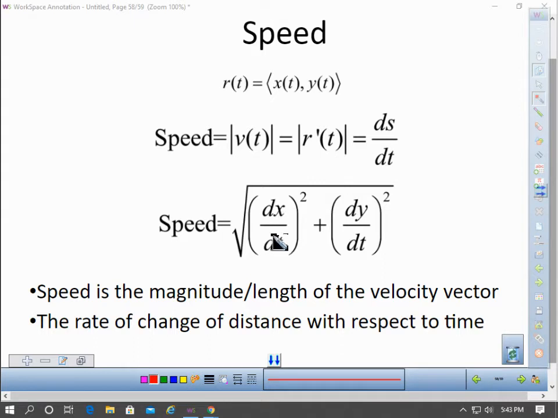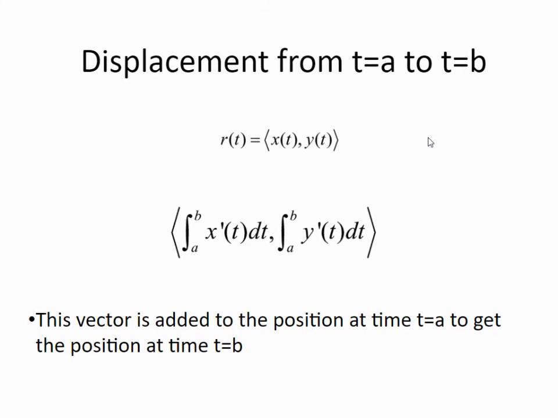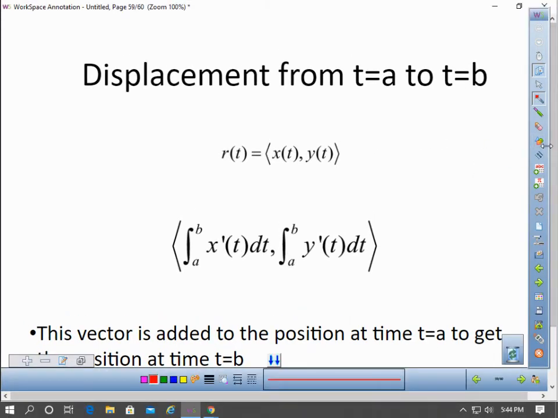So you're going to take dx dt and square it and add that to dy dt squared. So this is a squared plus b squared. It's the Pythagorean theorem. So it's doing magnitude on your velocity vector. So that's your speed, the magnitude of the velocity vector. And this looks somewhat familiar. We've seen something similar to this before. So speed is the magnitude, or the length, of the velocity vector and the rate of change of distance with respect to time. Okay? So now what's displacement from t equals a to t equals b?